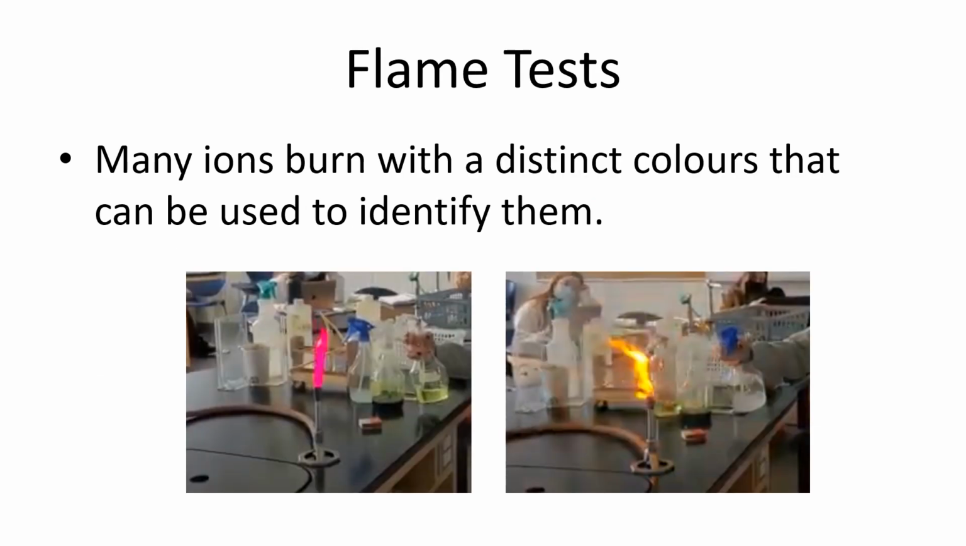Secondly, when you burn ions, they glow with a different color. This is the basis of things like different colored fireworks. And so one ion in solution might give you a red flame, while another one gives you more of an orange. I think this one is a lithium and this one is a sodium. And so you can use a flame test to tell right away the difference between certain ions in solution. Again, it doesn't work for everything, but for a bunch of them it does pretty well.